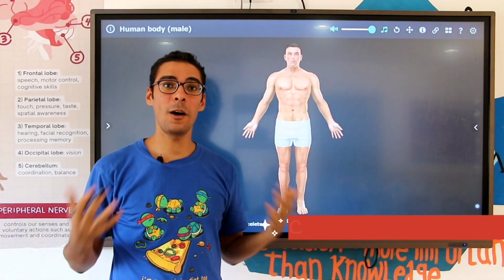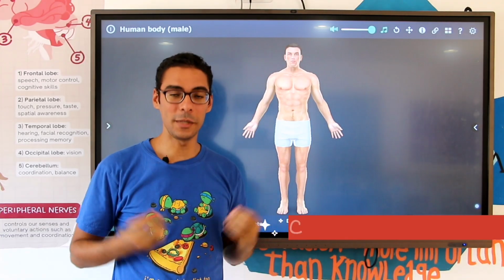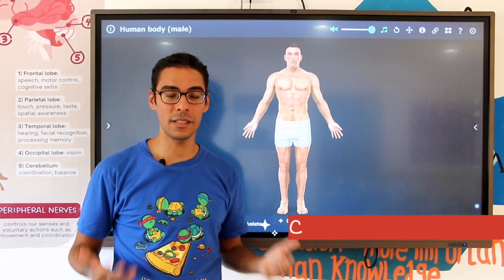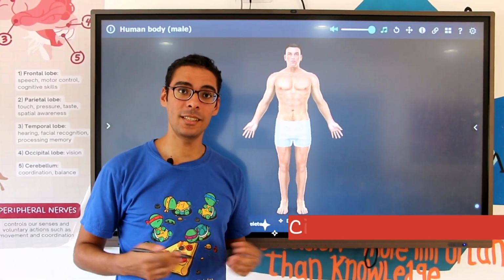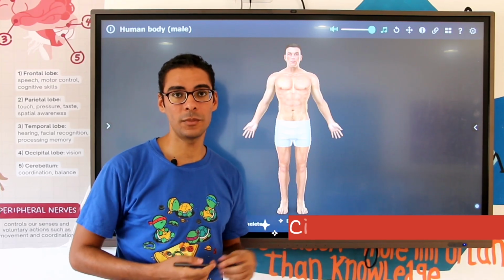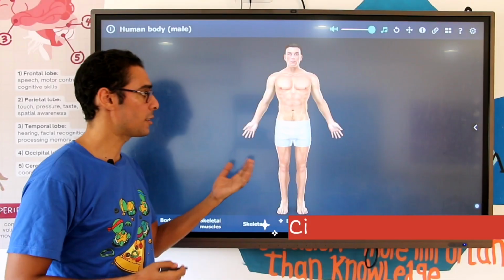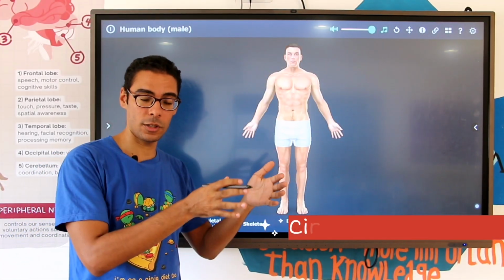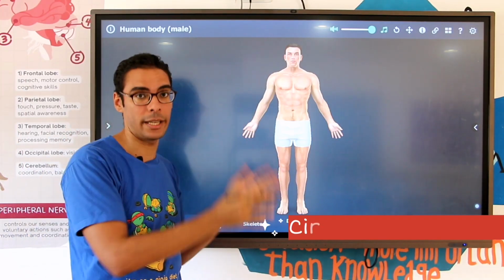Now let's look at our transport system, or to be specific, the human cardiovascular system. The cardiovascular system of the human, which we can sometimes call the circulatory system, is responsible for the same function that happens in plants, but here in humans.